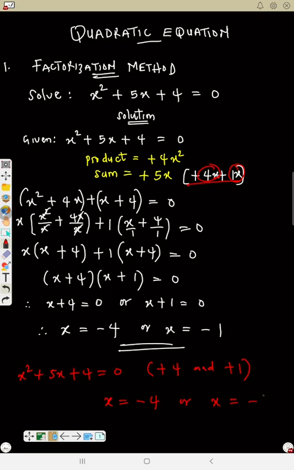Change the sign, it will be minus 1. So the plus here will change to minus, the plus here will change to minus. So that means the answer is minus 4 or s equals minus 1. Compare with this now. That's the answer.